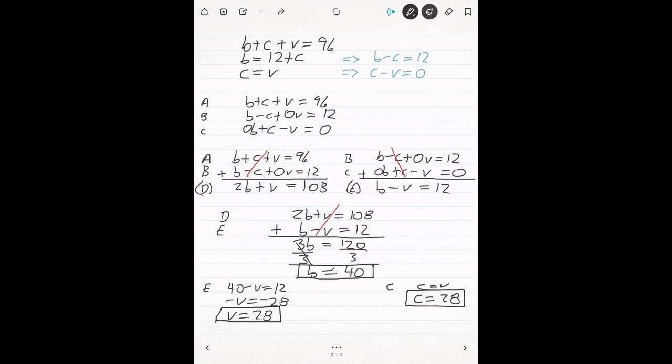If we wanted to write our answer as an ordered triple, because in this case we don't have x, y, or z, you should, with your variables already defined, like where we say what b, what c, and what v are, write an ordered triple in alphabetical order by variable. So we'll write an ordered triple as b, c, and v. In this case, that would be 40, 28, and 28 again.